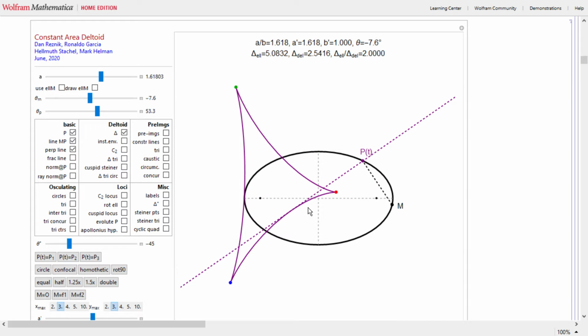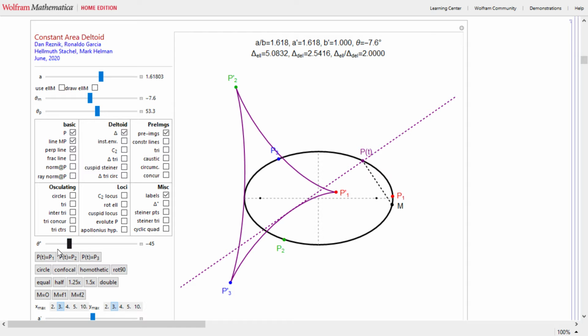The three cusps of this deltoid are shown here as red, green, and blue, and I can label them as P1 prime, P2 prime, and P3 prime. The points on the boundary of the ellipse such that they generate these cusps are known as the preimages. So let me go ahead and draw them. I'm going to represent them as P1, P2, and P3.